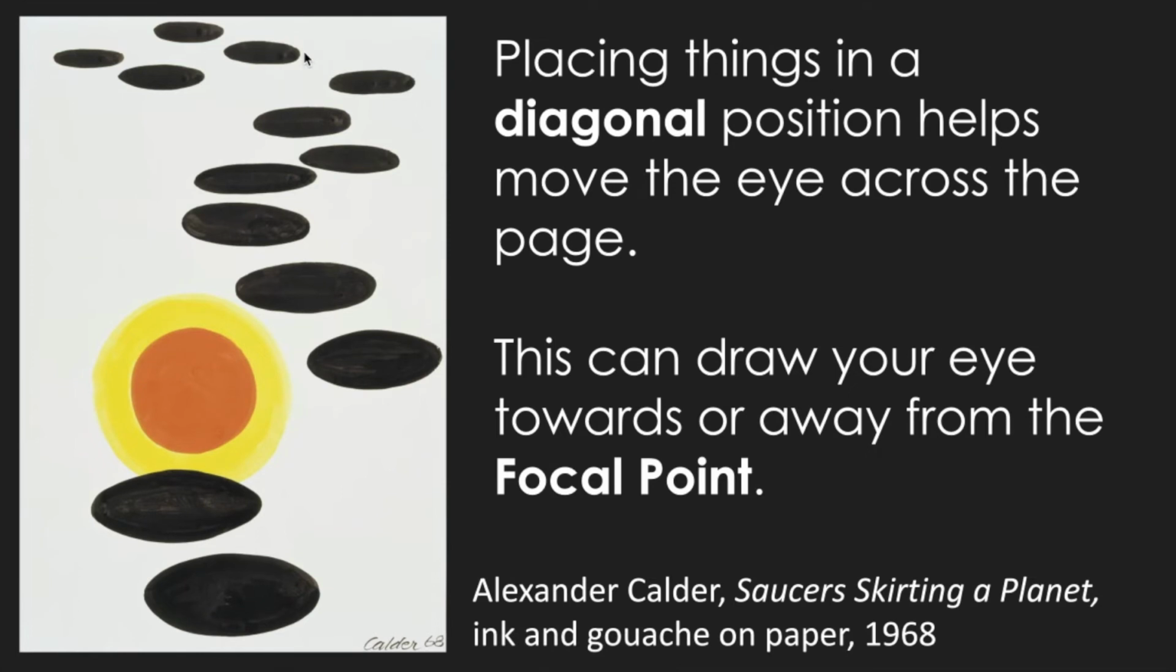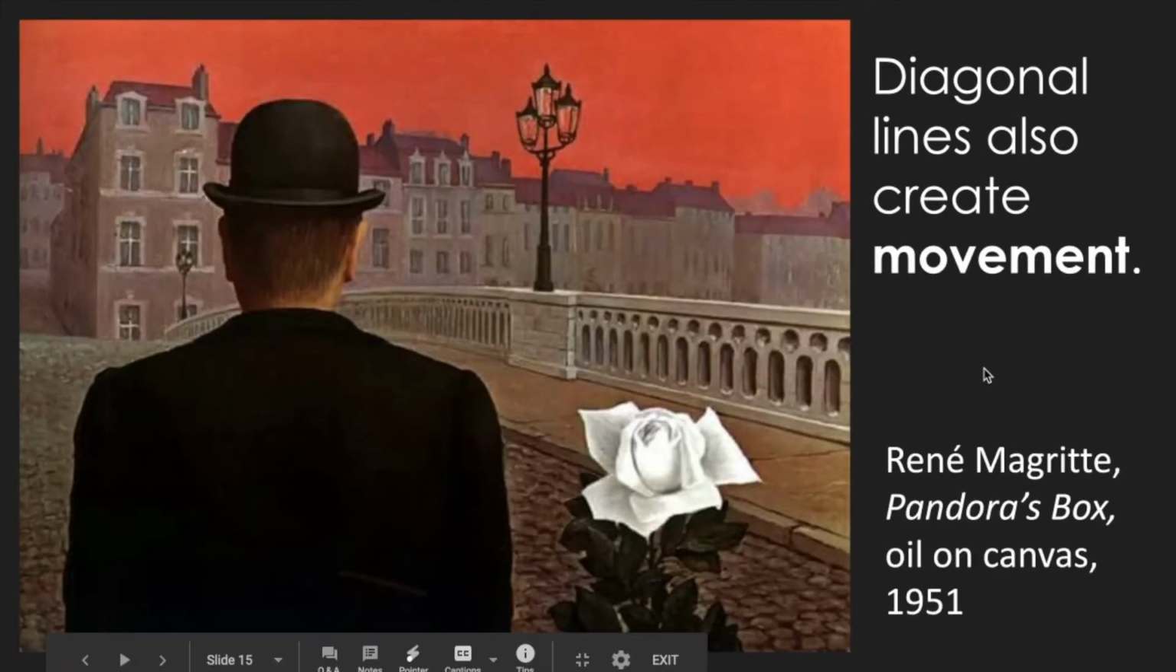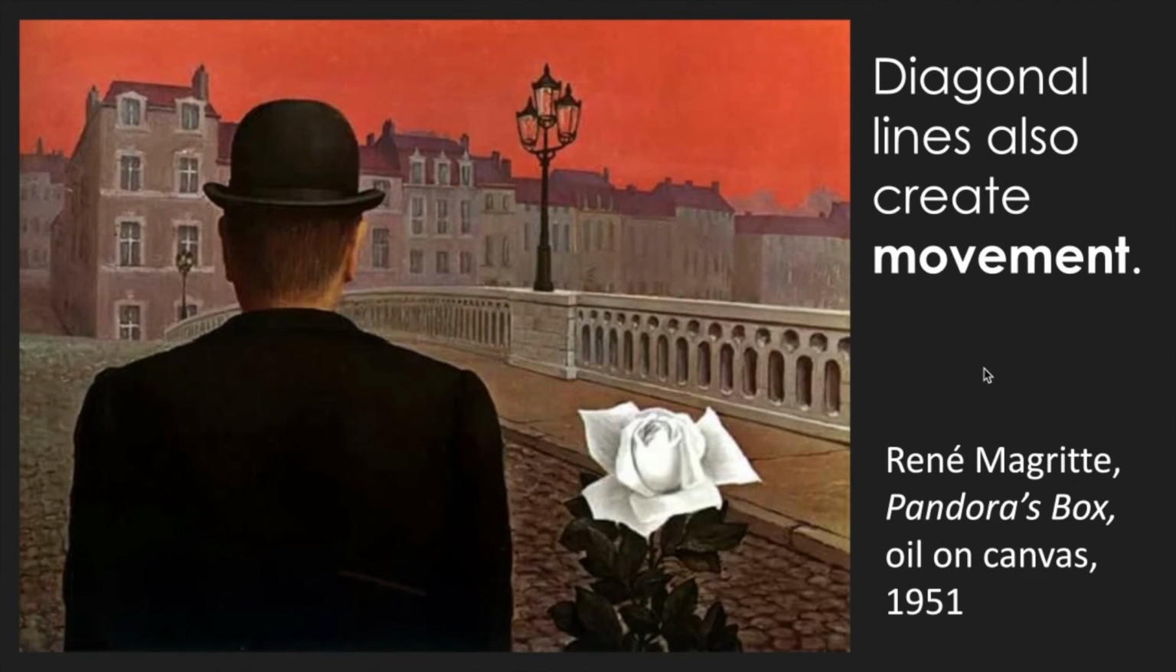So that's one way to create diagonals in your composition, is by placing shapes in that specific arrangement. Okay, so let's look at this painting again. So here is our Pandora's Box painting by Magritte. Love this painting so much. So we also have some really great examples of diagonals in this painting.